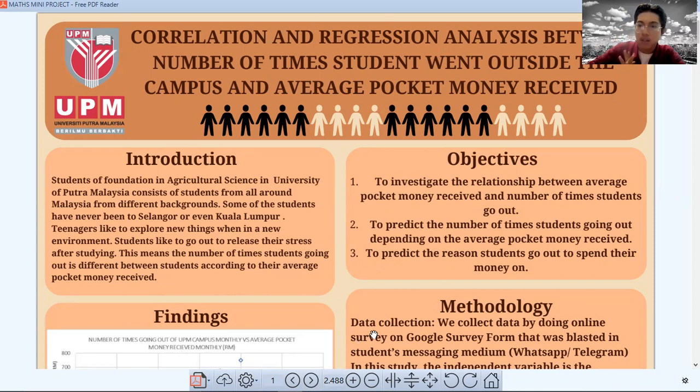For the objectives, we would love to investigate the relationship between the average pocket money received monthly and the number of times the students go out. Secondly, to predict the number of times students go out depending on the average pocket money received. And thirdly, to predict the reasons students would go out and spend the money on.